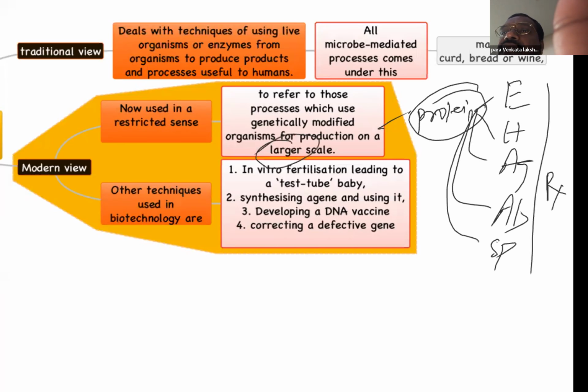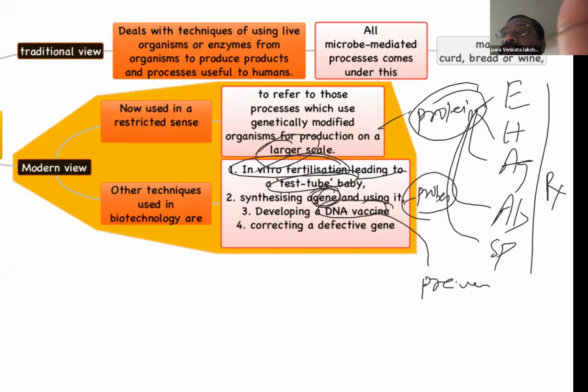Then in vitro fertilization, test tube baby, to correct the reproductive deficiencies. And this construction of the new gene, that is new gene synthesis, Har Gobind Khorana. Then you can use it as a probe, DNA probes. In DNA fingerprinting technology, we discuss DNA probes. And you can produce a vaccine which is important in the prevention of the disease. And here you can correct through the gene therapy. These are the different applications.